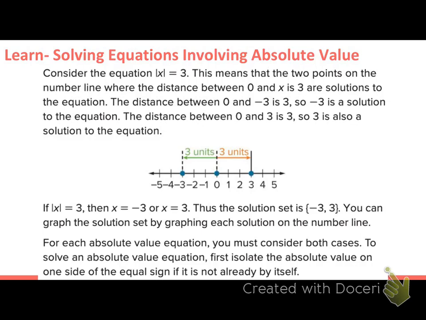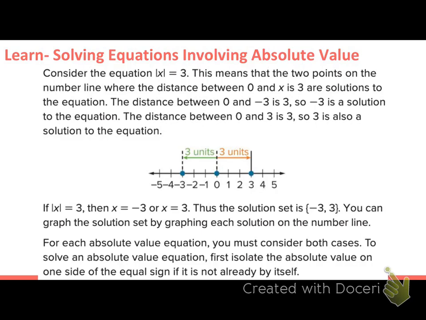For each absolute value equation, you must consider both cases. If you only do one of the cases, you get half the problem correct. You've got to consider both cases every single time. Everyone got me? Yes, sir. Everyone say you must consider both cases. You must consider both cases. Good. I've got to account for the negative direction and the positive direction on the number line.